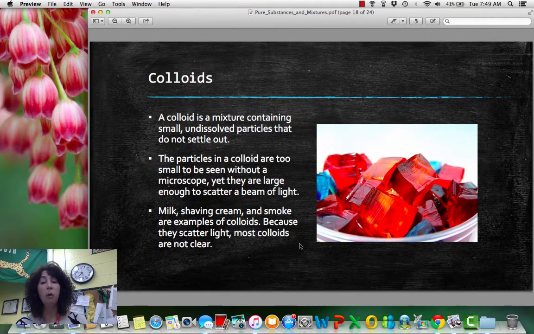All right, let's talk about colloids. Now, a colloid is a type of mixture that contains small undissolved particles, but they don't settle. They stay suspended. We can't really see them with just our eyes, but they can scatter light. Milk, for instance, is a colloid because it can scatter light. Most colloids, then, because of that, are not clear.